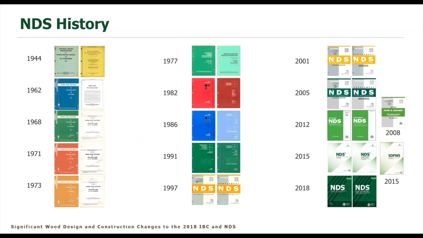You'll be happy to note that when the code references the 2018 NDS, it does adopt the 2015 wind and seismic provisions, because we don't have a 2018. We are currently in the process of looking at the changes for the 2021 wind and seismic provisions, so look for that when the 2021 IBC comes out.